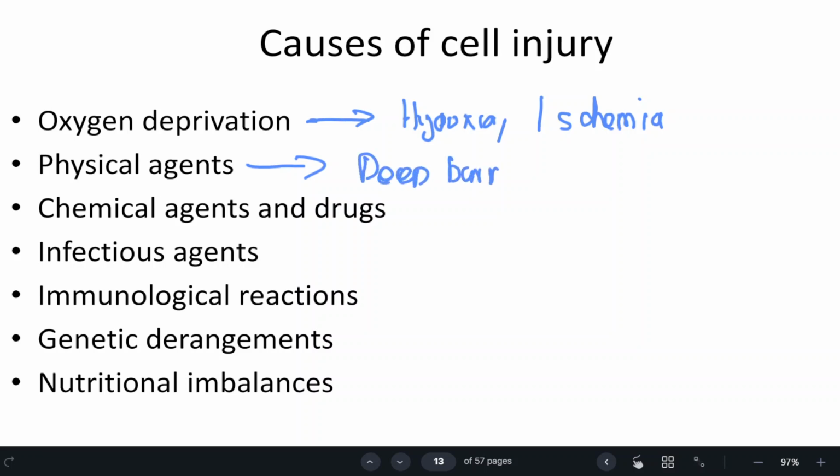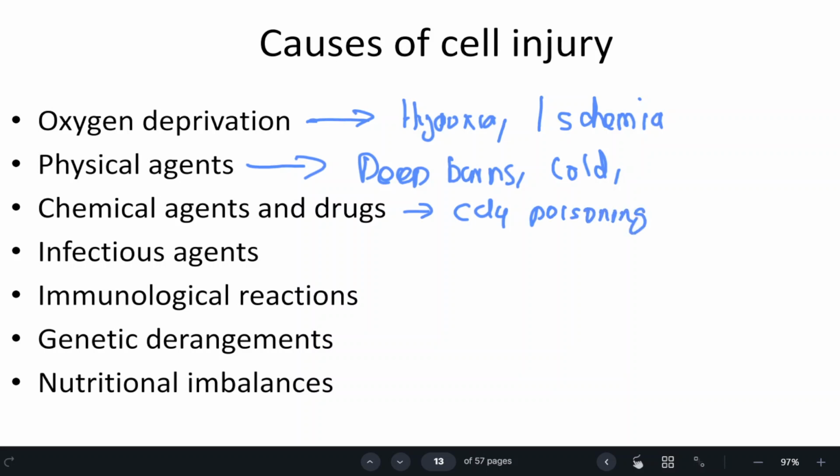Then physical agents, extremes of temperature, for example, deep burns and cold. All these things can cause cell injury. Mechanical trauma can cause cell injury. Then chemical agents and drugs. Carbon tetrachloride poisoning can cause cell injury. Arsenic poisoning can cause cell injury.